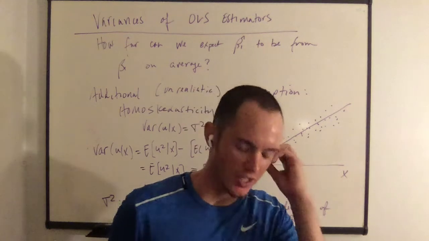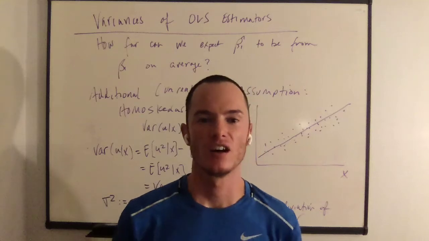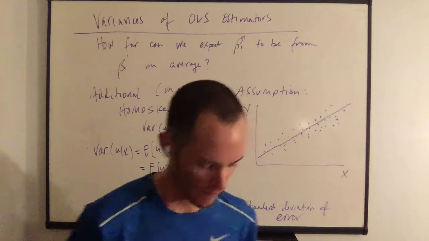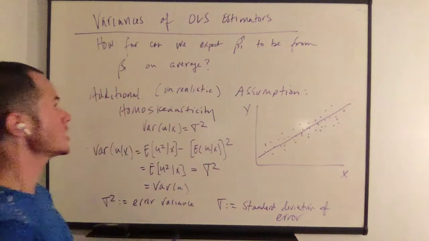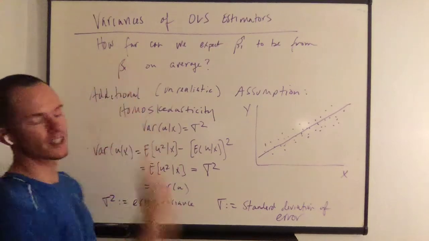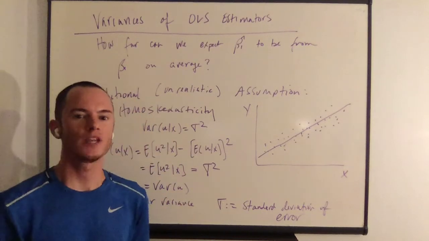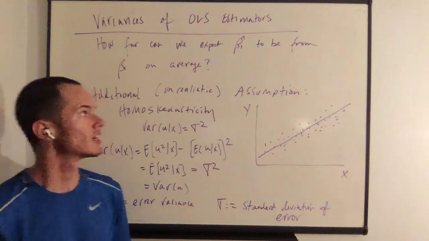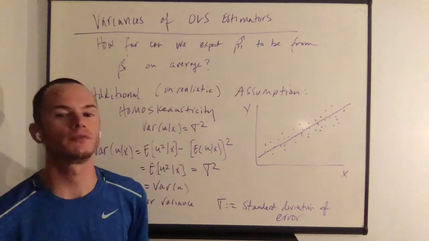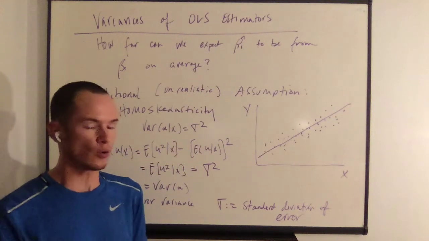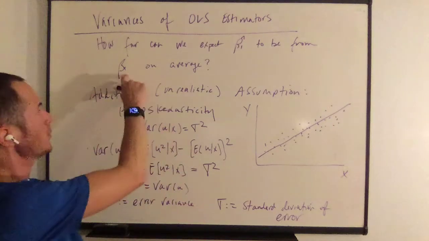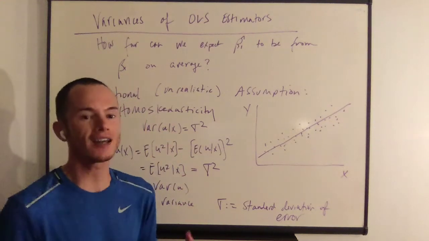In this video, we are going to discuss the variances of the OLS estimators. When we're thinking about the variances of the OLS estimators, we want to ask how far can we expect our estimate, beta 1 hat, to be from the true population parameter, beta 1, on average.